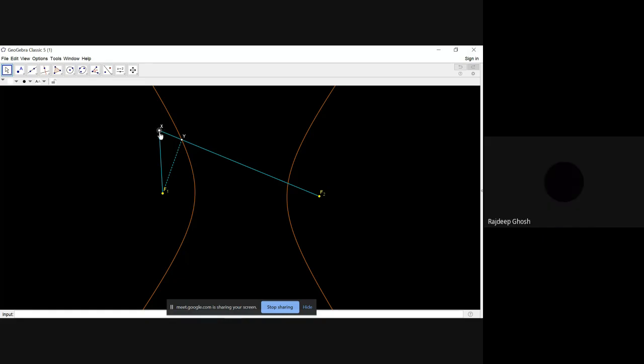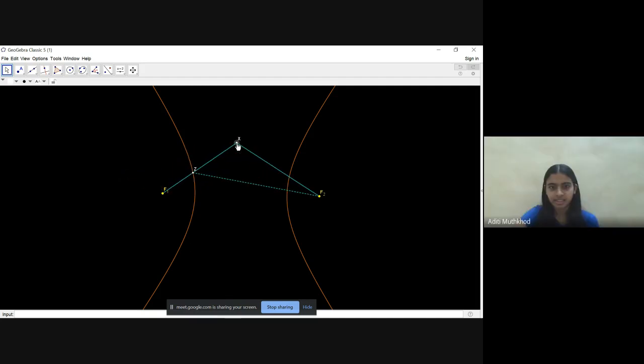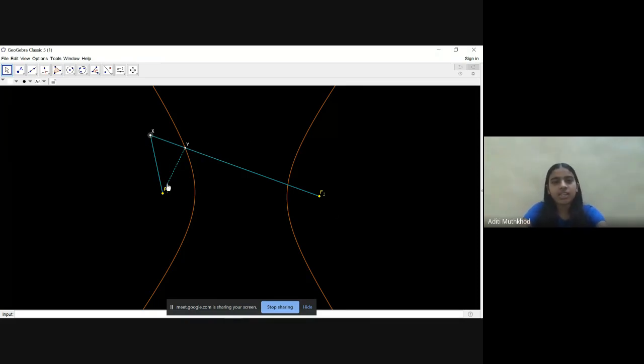If I go inside the hyperbola, then I'm getting closer to f2 and farther away from f1, which means my lengths are getting more equal. So the difference is getting smaller. On the hyperbola itself it's constant, and at the center it's just zero. So intuitively you get it, and you can just prove it with the triangle inequality. So I'll move on.